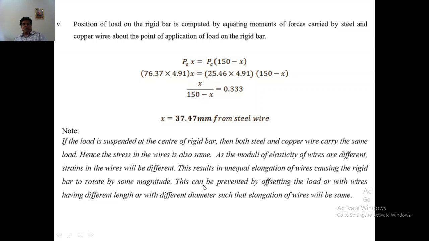So we can prevent that twisting of the bar by offsetting the load. We will not put the load at the center, but offset it by some distance so that the wires will elongate by the same amount.